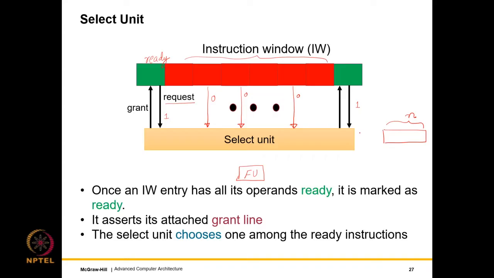Out of the n inputs, a few are 1, a few are 0. If it's 1, it clearly means it is interested to be selected. So one among these requests is selected, which one we will see later. The one that is selected, let's say this instruction, has its grant line asserted to 1, and the grant lines for all the others remain at 0. The one that is asserted can proceed forward and read its data and execute. So you read the register file subsequently and you execute.